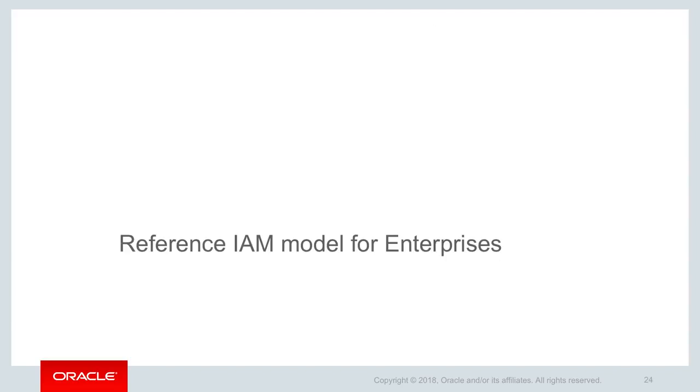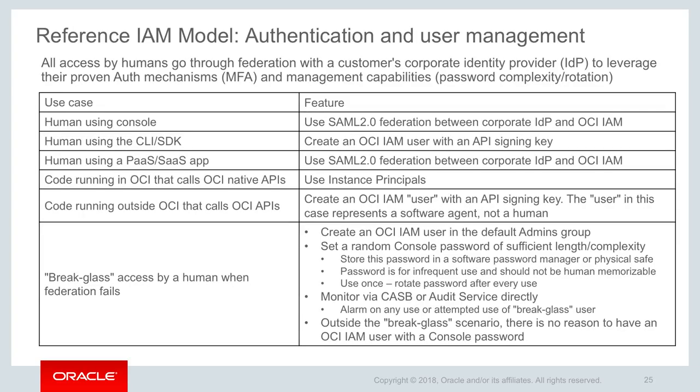So let's talk about some IAM reference models for enterprises, like how they are actually doing some of the configuration. When it comes to authentication, it's important to understand the different authentication methods that we have. When you log in to the console, that's one way to authenticate. Are you using a SaaS app to interact with OCI, or are you running code outside of OCI? It's important to know which authentication entity is necessary in order to access or interact with the different resources.